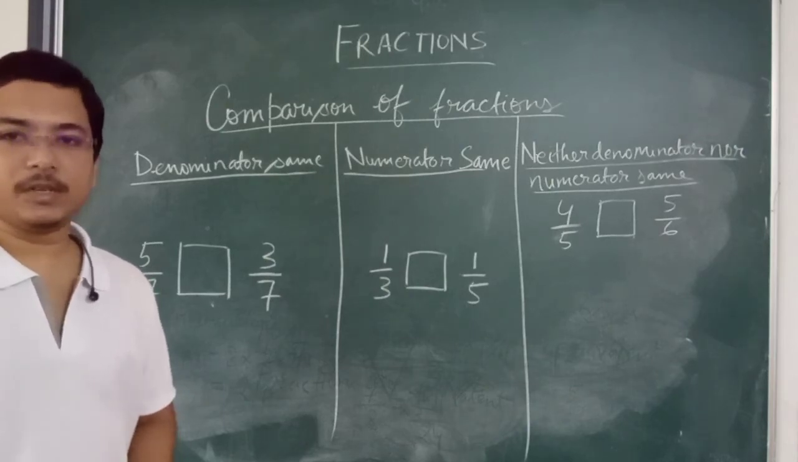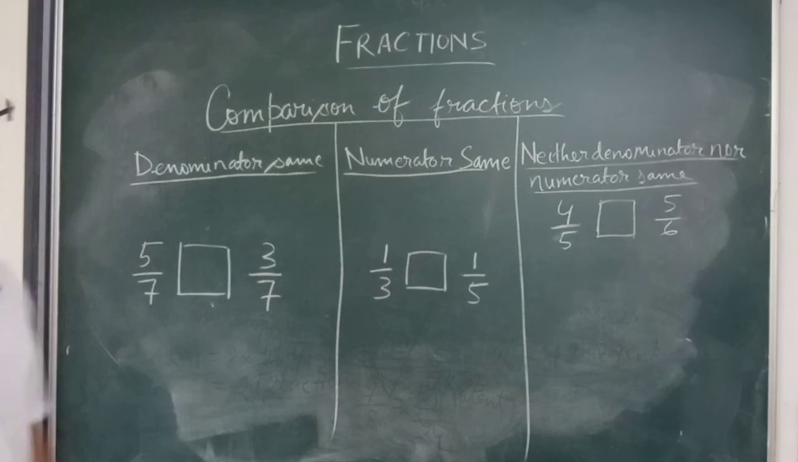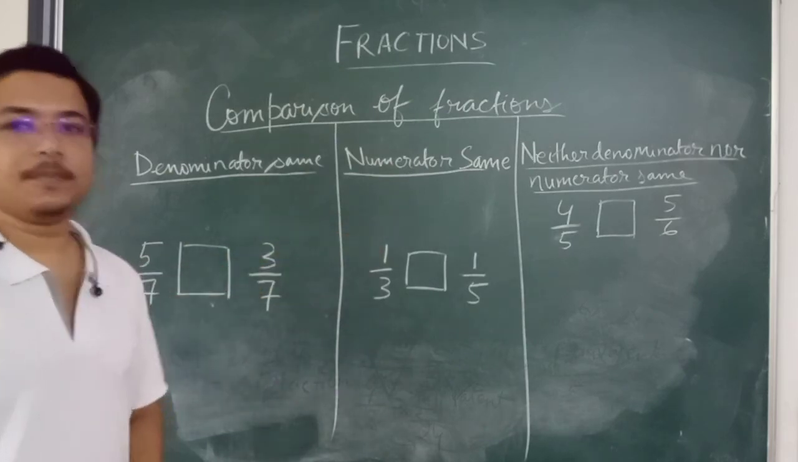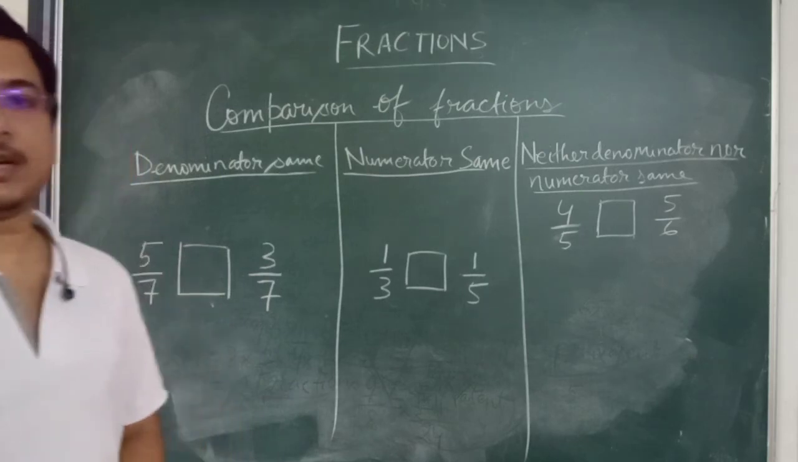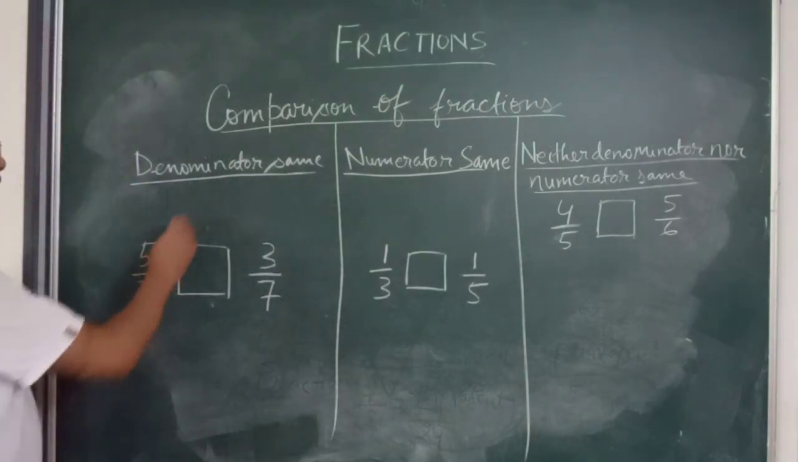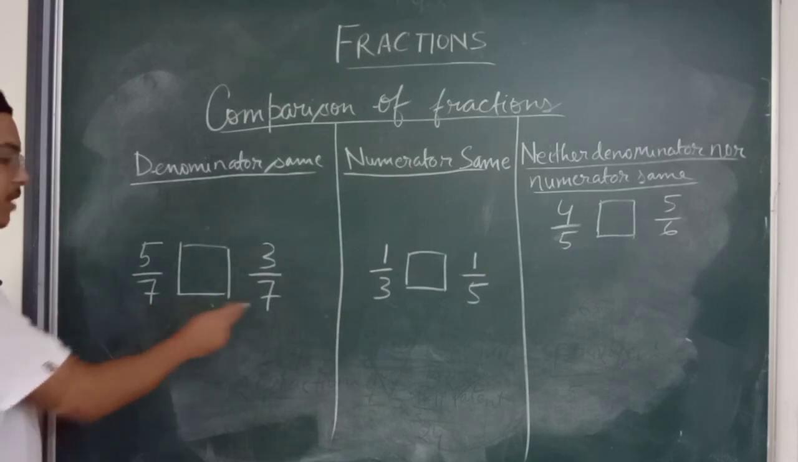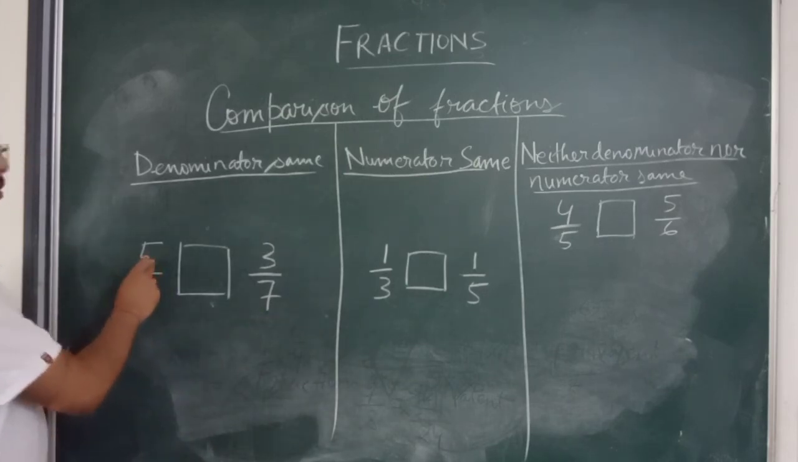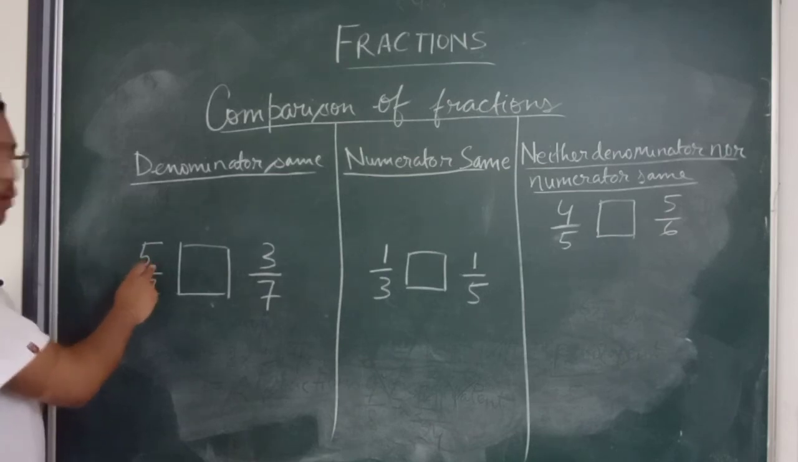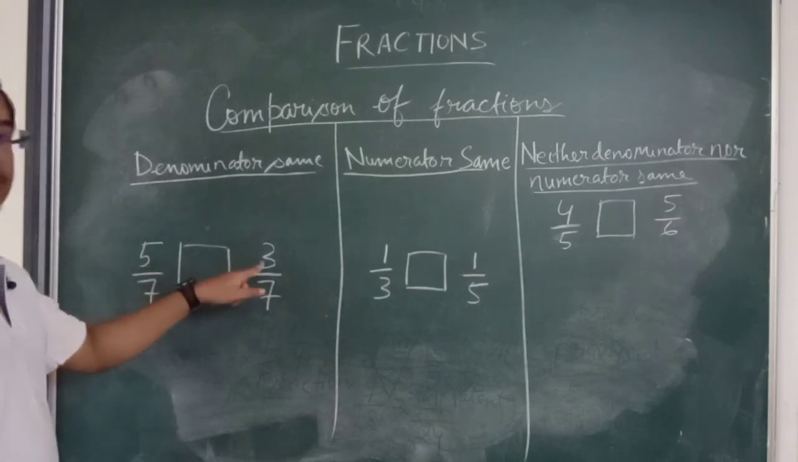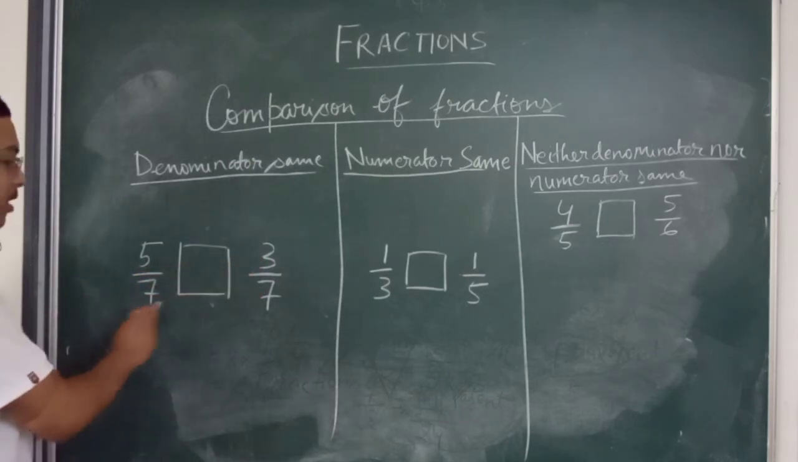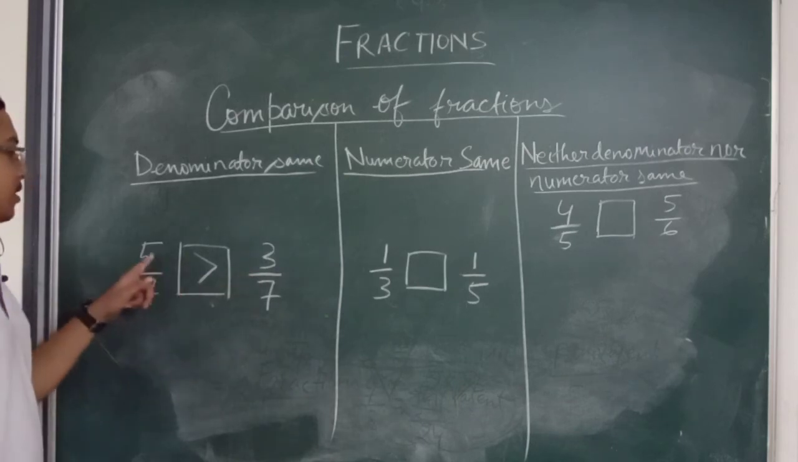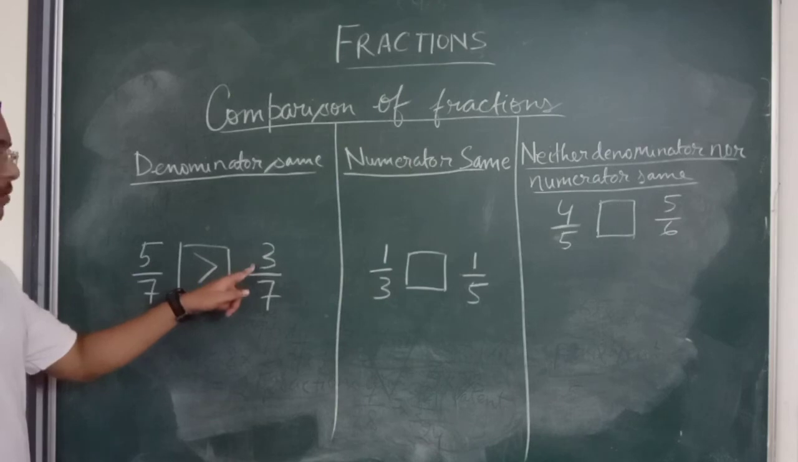So the next topic of our discussion is how to compare fractions. So there can be three cases. One, the denominator is the same for both the fractions. Number two, the numerator is the same for both the fractions. And third case is neither the denominator nor the numerator is the same for both the fractions. If the denominator is the same for both the fractions, like here you will see 7 and 7, both the denominators are the same. So you see the numerator. The fraction that is having the greater numerator will be greater. Here you see 5 is there, here you see 3 is there. So 5 is greater than 3 and the denominators are the same, 7 and 7. So the 5 by 7 fraction will be bigger than 3 by 7 because the numerator of this fraction is greater than the numerator of this fraction.